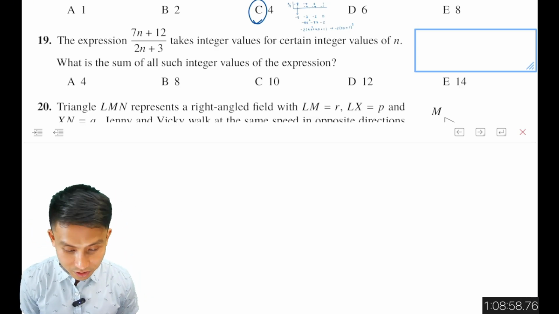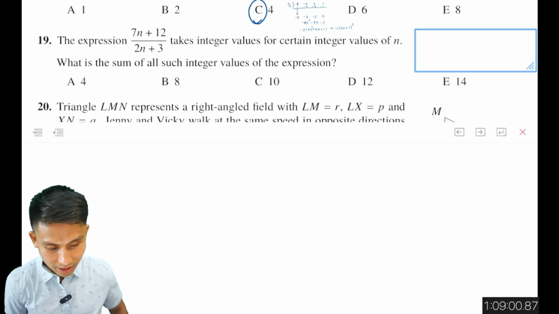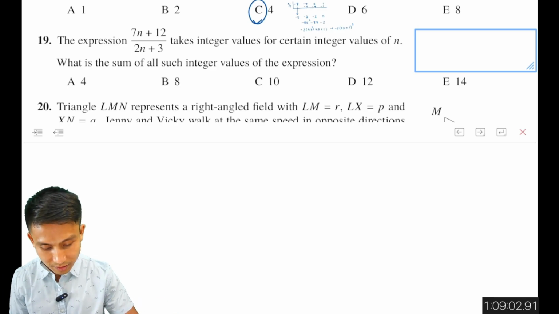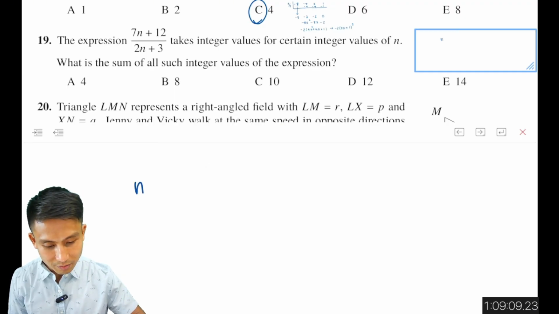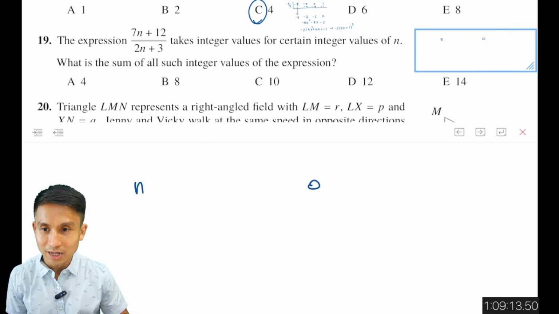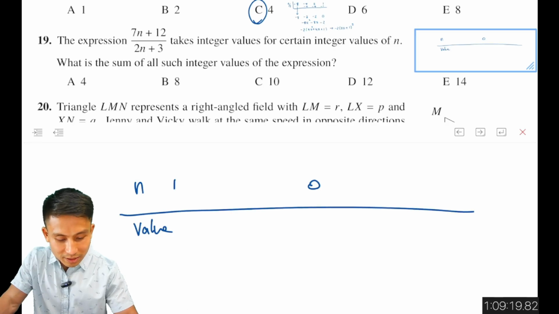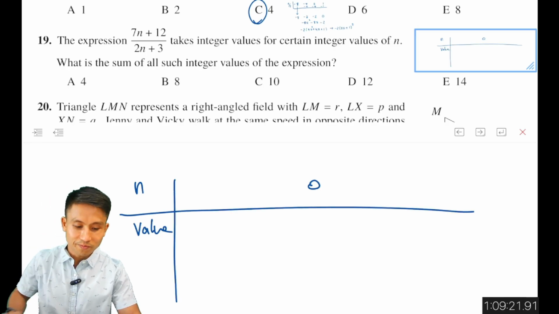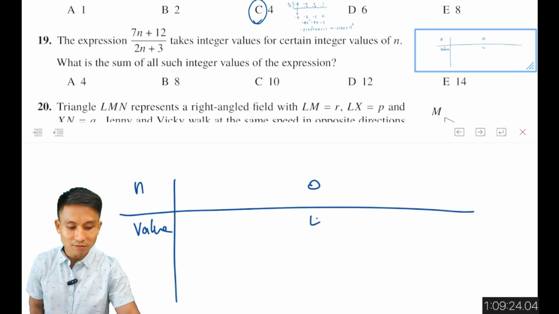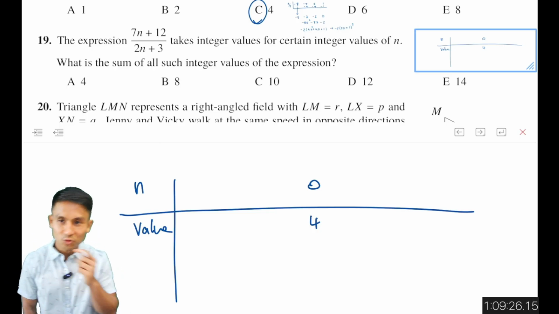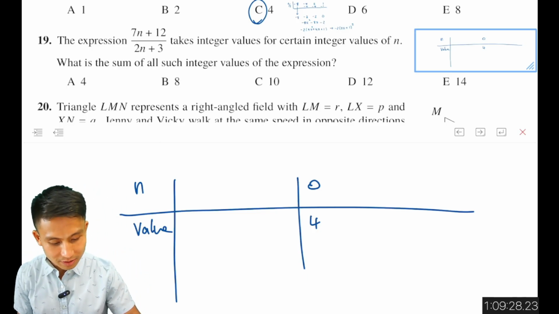Okay, n is an integer like 0. So let's do, this is n. Now let's do n like this, and I'm going to go from 0 here because it doesn't say minus or plus integer, and then I'm going to do the value here, and this is a table basically. So if n is 0, if you plug 0 in there, you're going to get 12 over 3, which is 4.